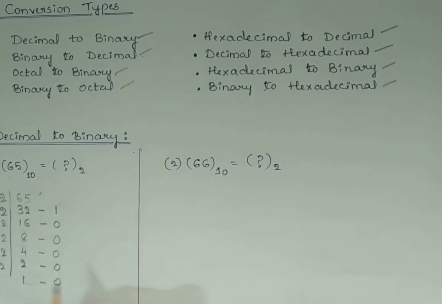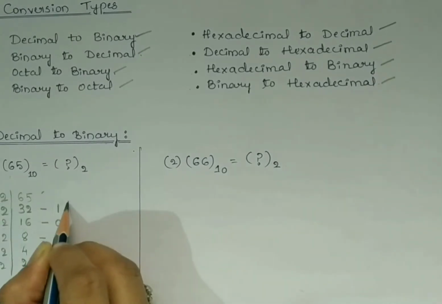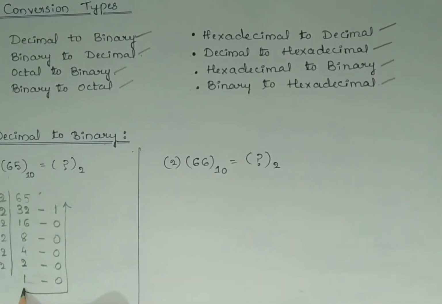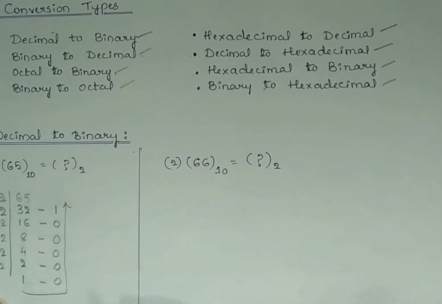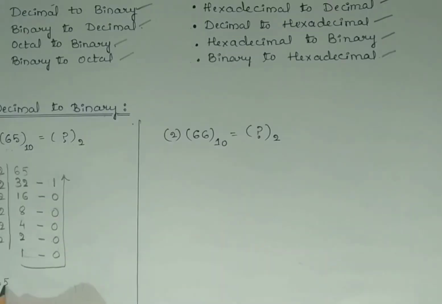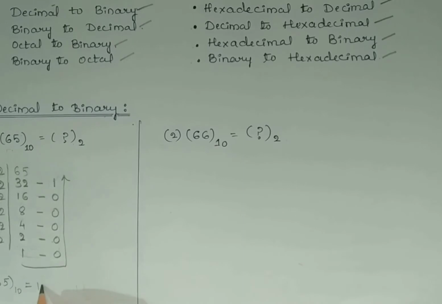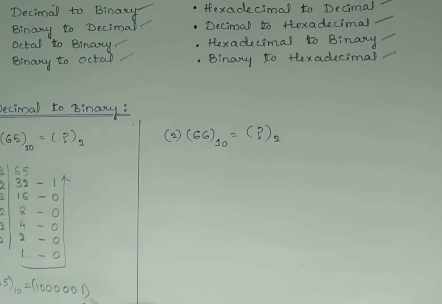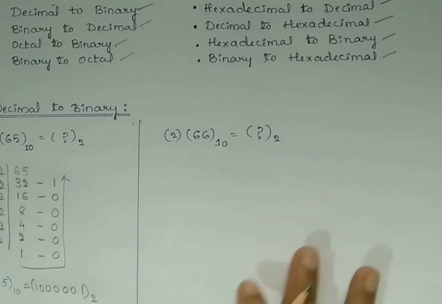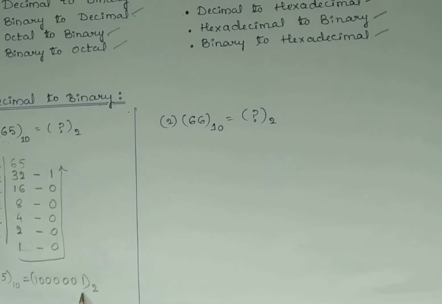Here 1. So these remainders you have to write in the upward direction. So the binary equivalent value of 65 to the base 10 is 1 followed by 5 zeros. Write down 5 zeros here and 1. So this is the binary equivalent value of 65.